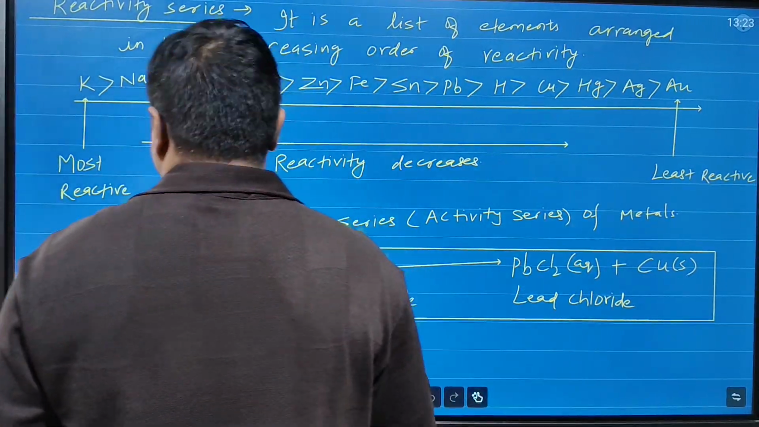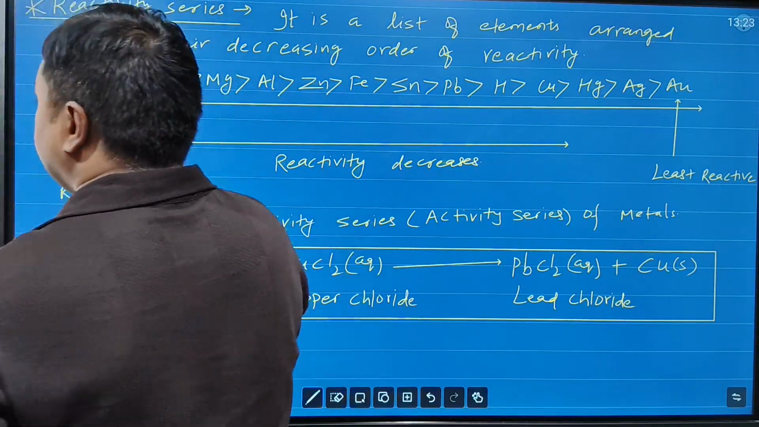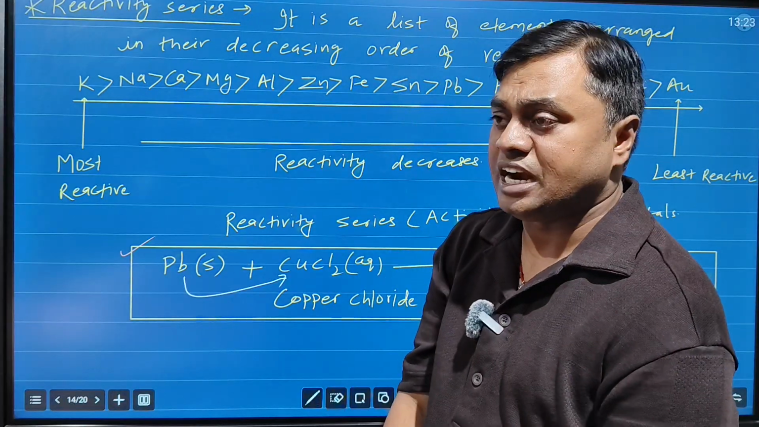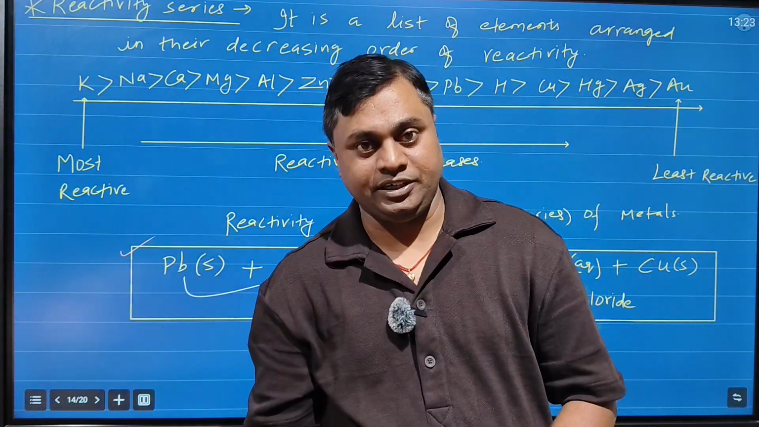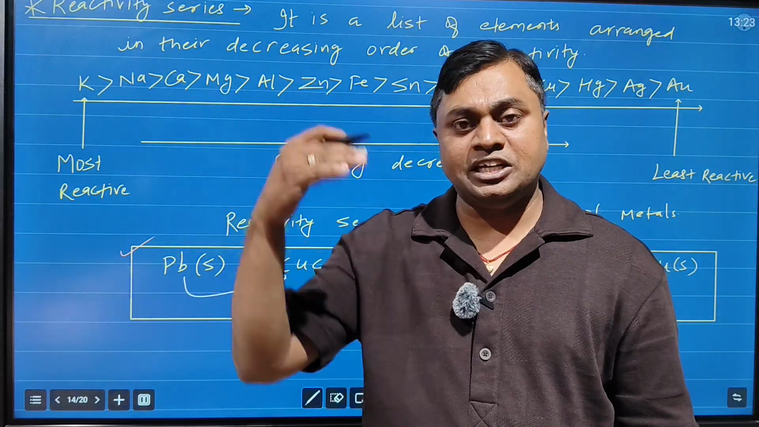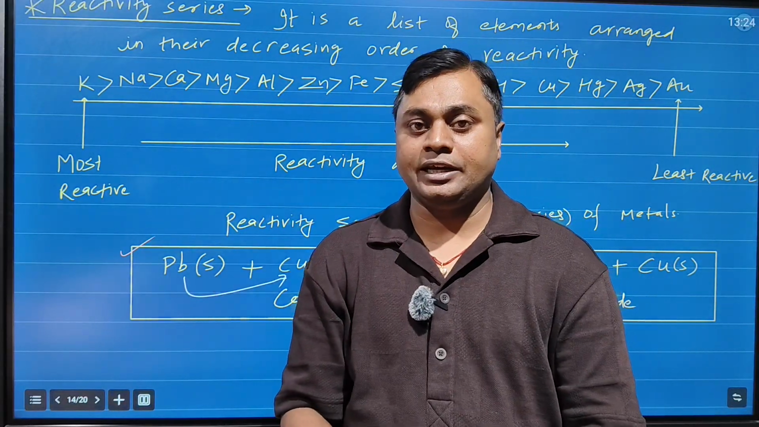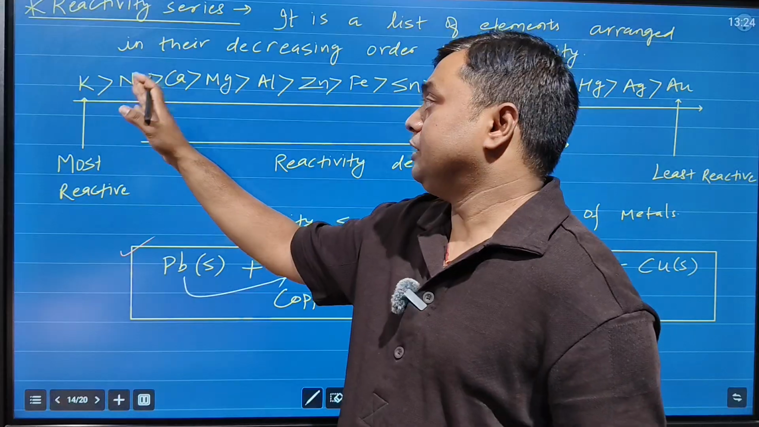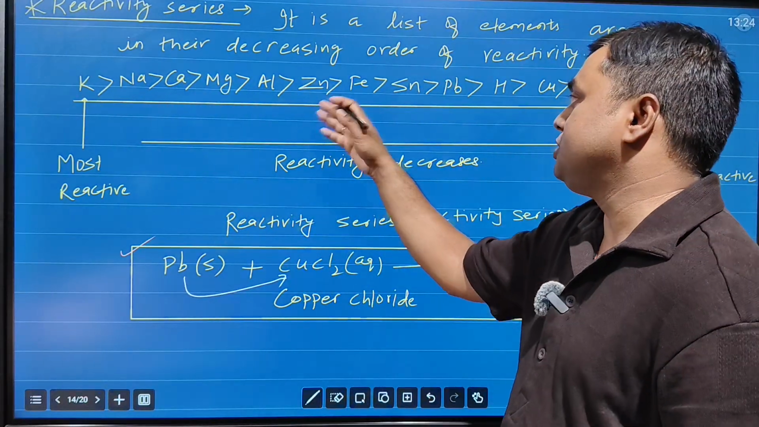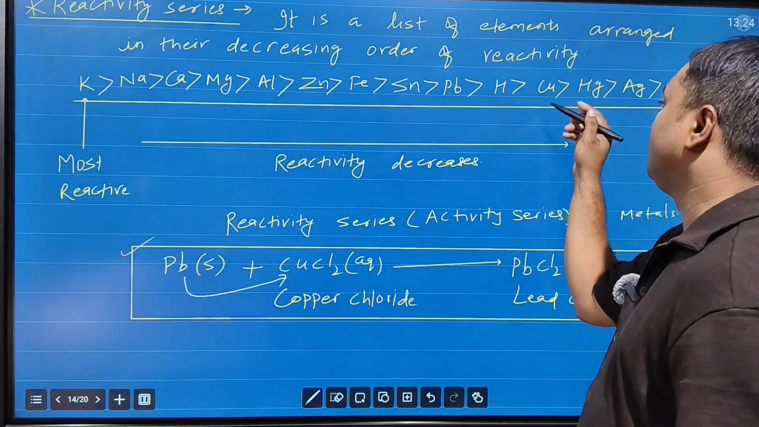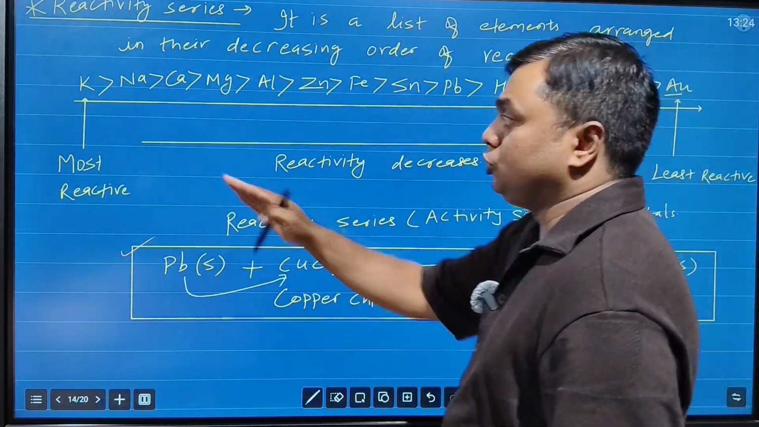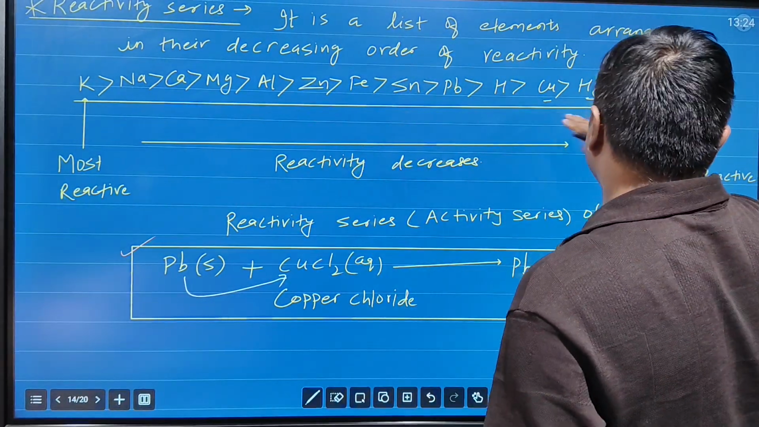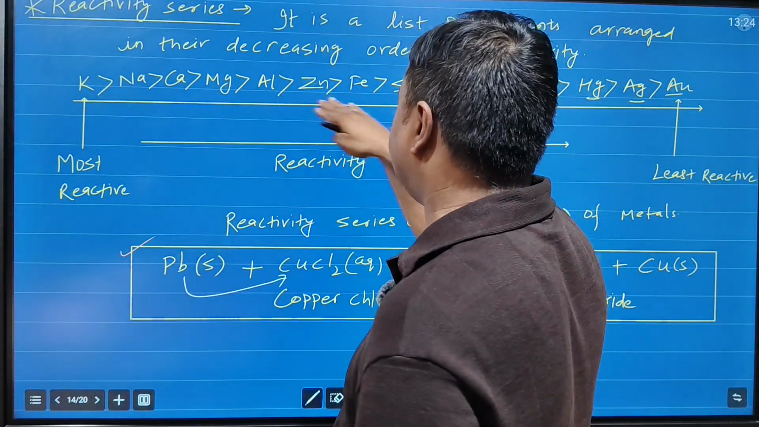So I have covered the reactivity series also, which is there in the third chapter, metals and non-metals. What is the reactivity series? It is the arrangement of elements in their decreasing order of reactivity. From most reactive to the least reactive, a series of elements are there: potassium, which is most reactive, then sodium, calcium, magnesium, aluminum, zinc, iron, tin, lead, hydrogen, copper, mercury, silver, gold, and platinum. Once you move from potassium towards gold, the reactivity decreases.